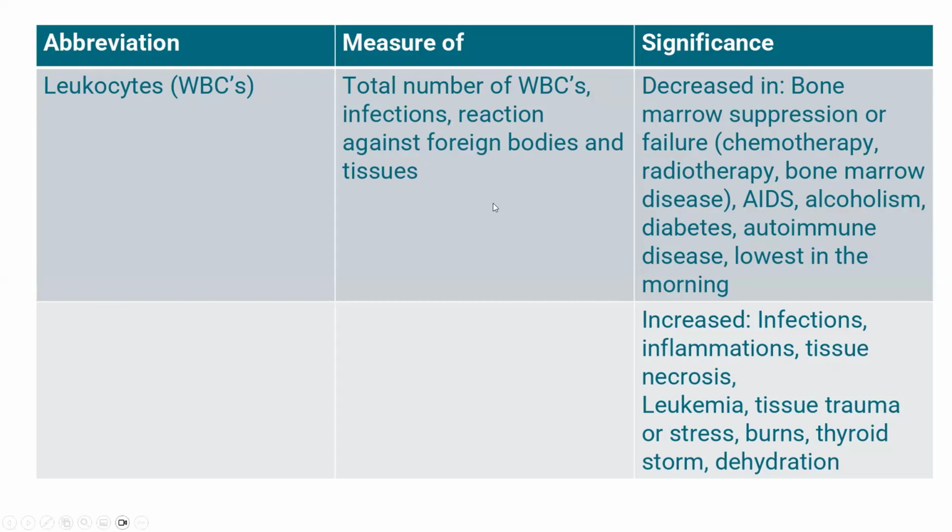This total white blood cell count will decrease in bone marrow suppression, because why? We said that the bone marrow is a factory where these cells are produced and then mature later on. Or bone marrow failure. Patients who are on chemotherapy, because chemotherapy, as I said, kills the good and bad cells. Radiotherapy, bone marrow diseases, AIDS, alcoholism, diabetes, autoimmune disease, and some people will have the lowest number of white blood cells in the early morning.